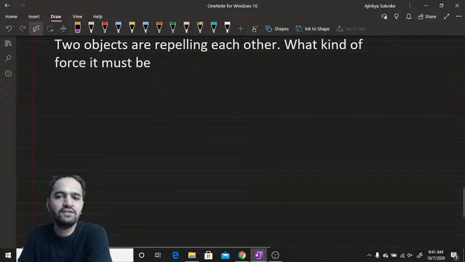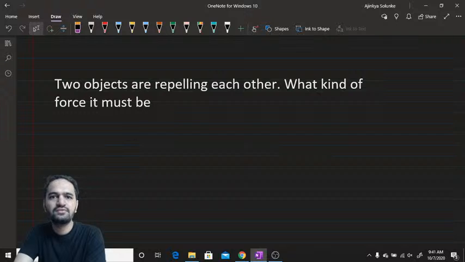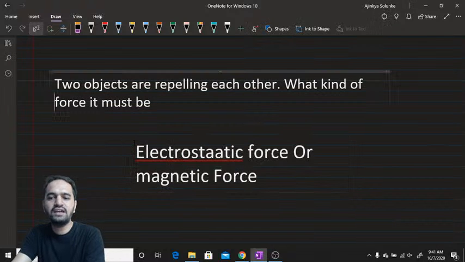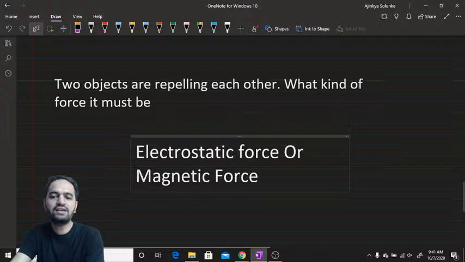But don't you think many of the students are giving me the answer as magnetic force, but it can also be electrostatic force? I have told you, even electrostatic force works in the same way, either attraction or repulsion. So it can be electrostatic force or magnetic force also. Do you agree? It can be both forces, because in magnetism also you can have repulsion, and in electrostatic force also you can have repulsion.